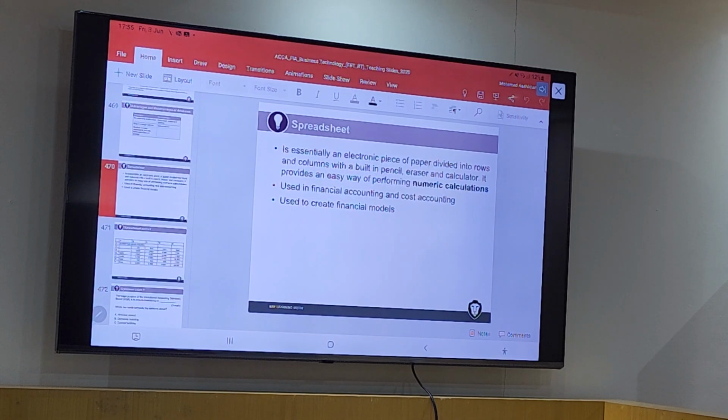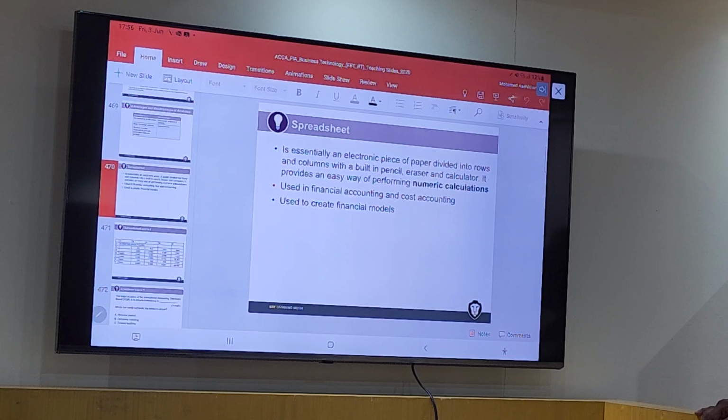Spreadsheet, I don't need to tell you, a good example is Excel. It is essentially an electronic piece of paper divided into rows and columns with a built-in pencil, eraser and calculator. It provides an easy way of performing numeric calculations. It is used in financial accounting and cost accounting, and to create financial statements.